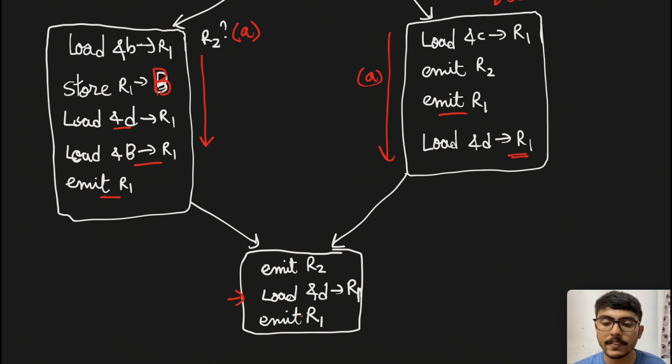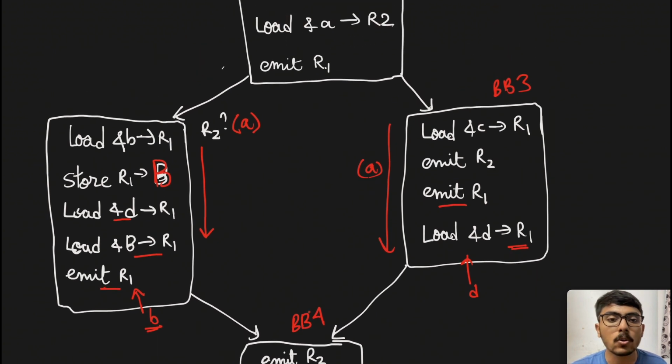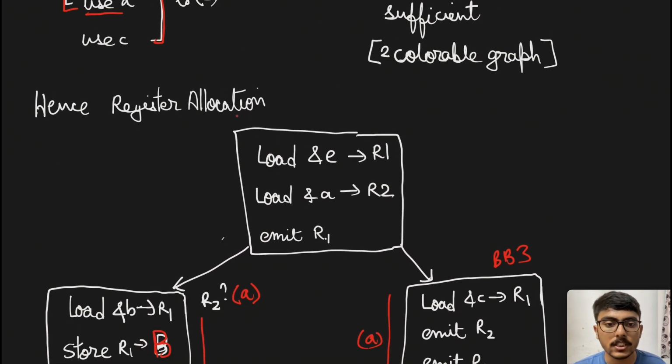And now you'll notice that we are loading D into R1, right? Why we are doing this is because in this particular place B was stored, sorry, here D was stored, but since both the controls are coming to basic block 4, we need to ensure that R1 contains D. So we'll load D into R1 and then we'll emit R1. Perfect. So I hope the register allocation which was asked in the question is now clear to you.